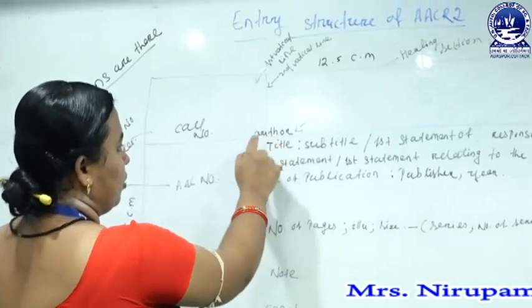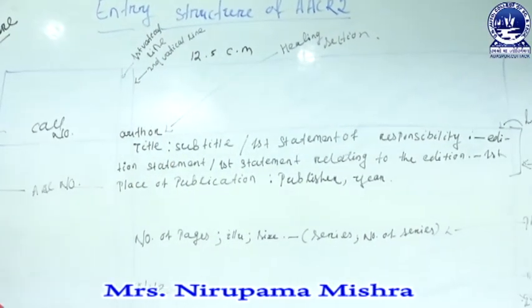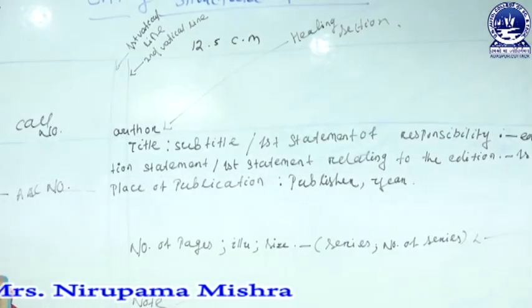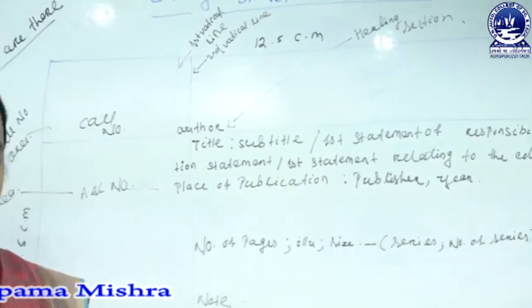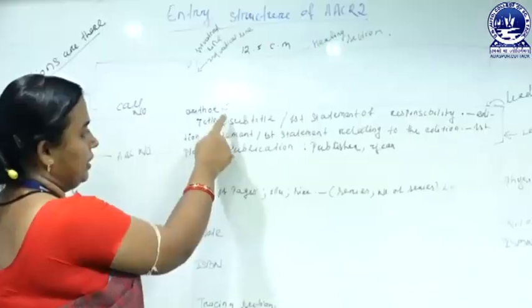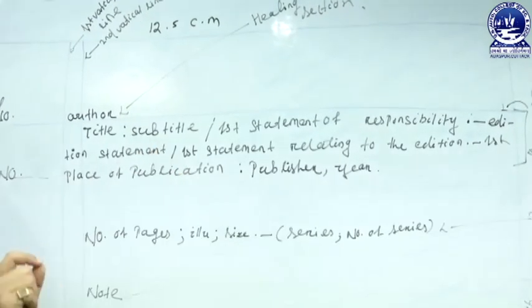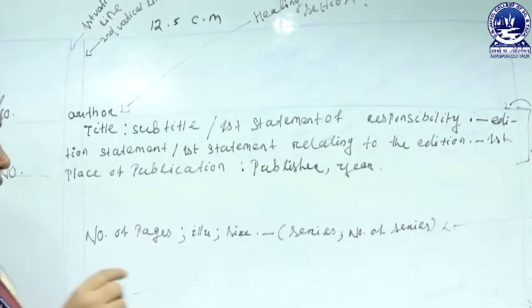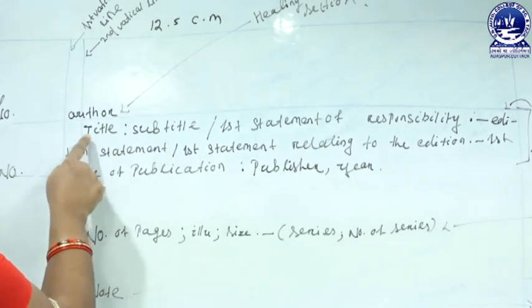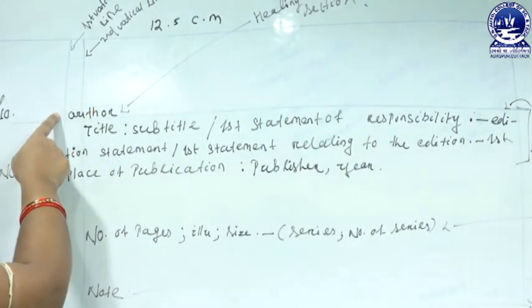Put the author name here. The author is the first author, known as the first statement of responsibility, who takes responsibility for the particular document. This is the title, and separated by a colon is the subtitle. If the document has a title and subtitle, you put the title here. It starts from the second vertical line, but the author starts from the first vertical line.